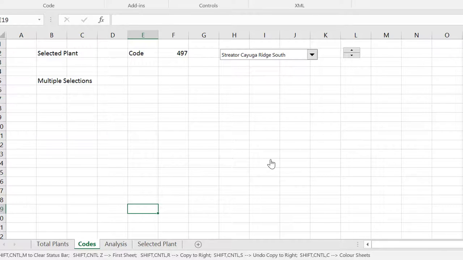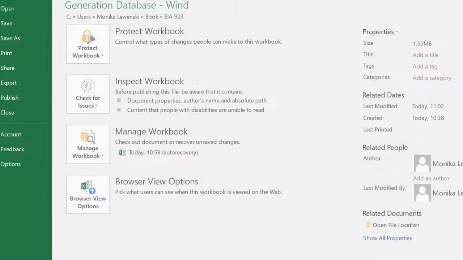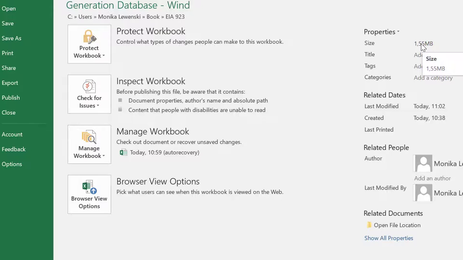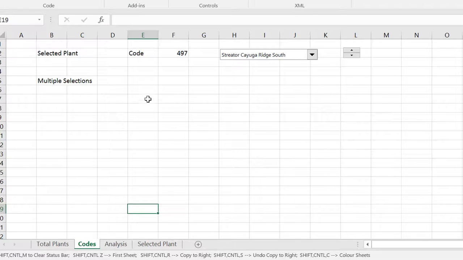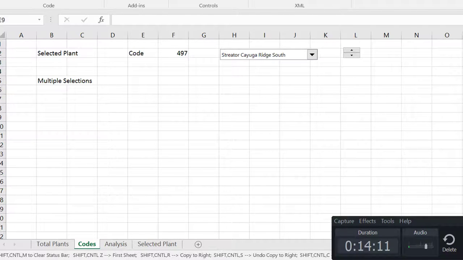All right, so just give me a minute. Now this file has 1.5 megabytes, so it's a pretty large file. It's not nearly as large as the other project, so I think we can do some of these in here. All right, just give me a minute.